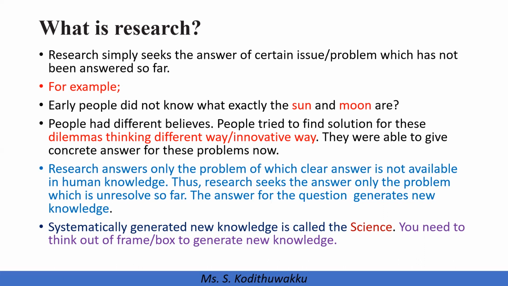If they already identified an answer, then no need to conduct another research for the same, right? So definitely you want to identify a problem for which a proper answer is not yet identified. And the other thing is, if there's no exact answer for that, then definitely you can do the research for that. Now, examples.